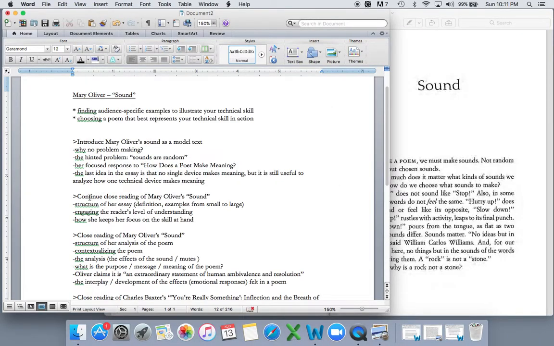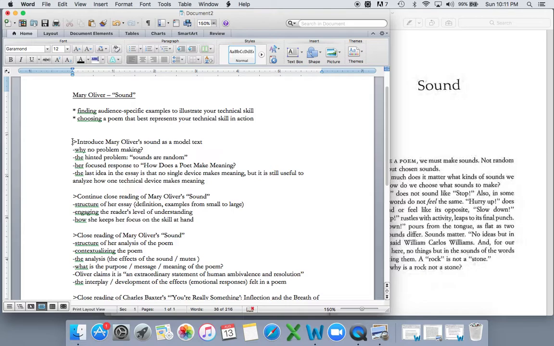We're mainly looking at what is listed here. Finding audience-specific examples to illustrate your technical skill. That's why we're looking at sound. It's one of the models, one of the things it's modeling for us. And it's also modeling how to choose a poem that best represents your technical skill in action. So examples and analysis, and including a poem as an example to be analyzed.